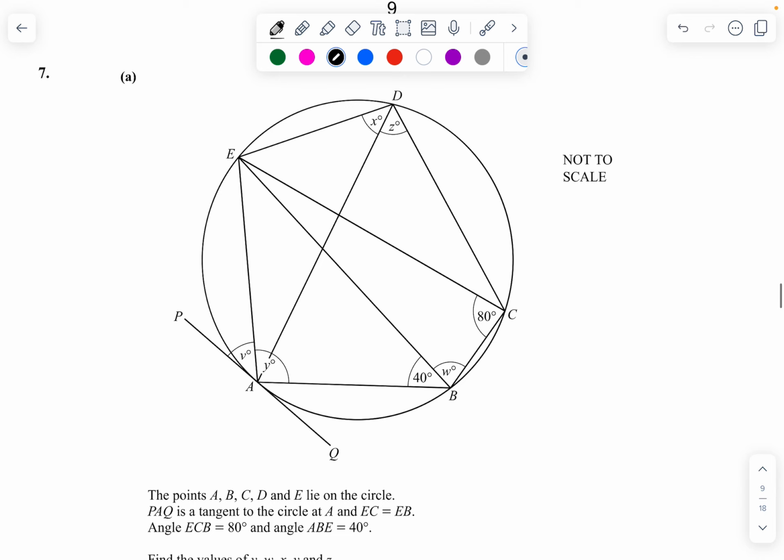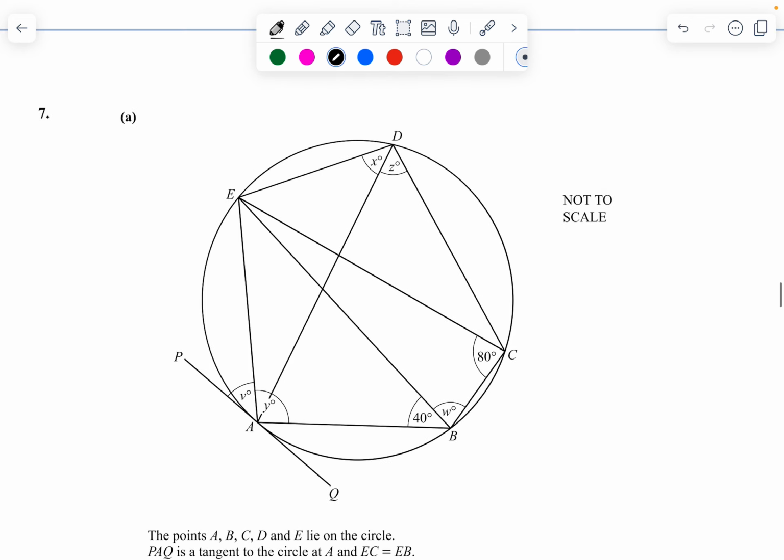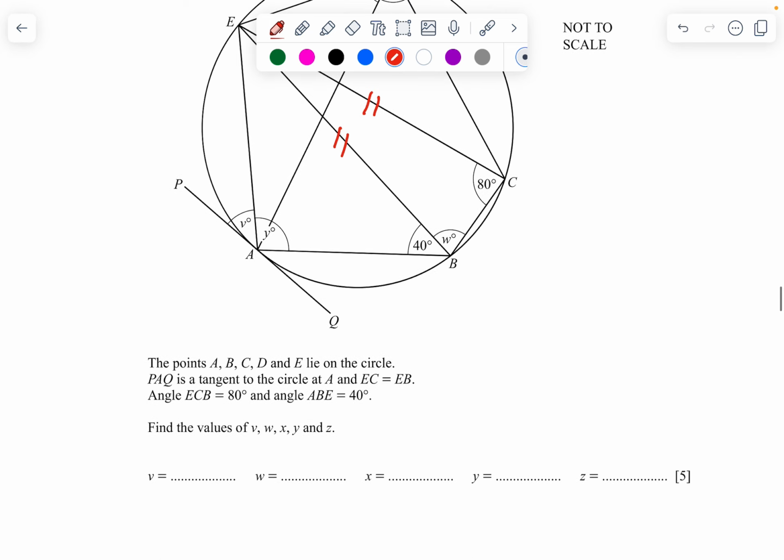Next, question number 7. The points A, B, C, D, E lie on the circle. PAQ is a tangent to the circle and EC equals EB. And PQ is a tangent. ECB is 80 degrees and ABE is 40 degrees. Find the values of X, Y, and Z. It is asking us to find the values of X, Y, and Z.